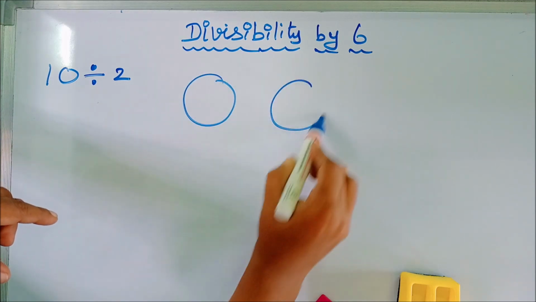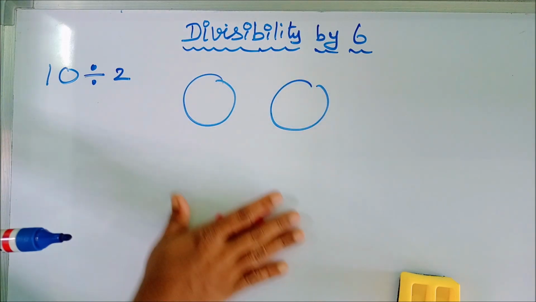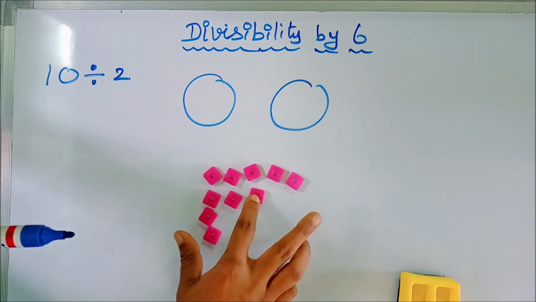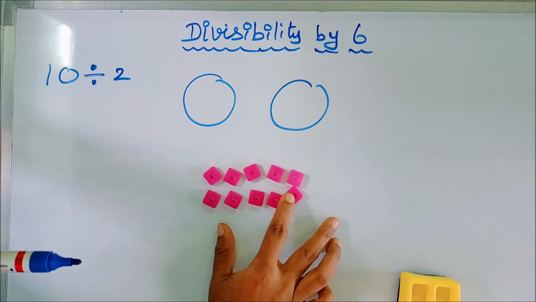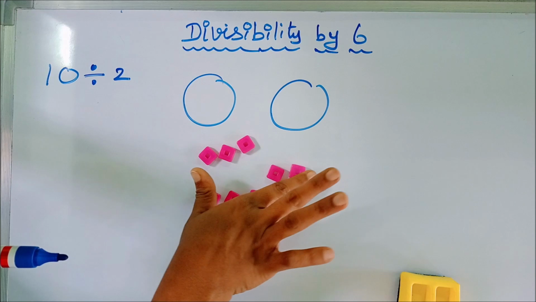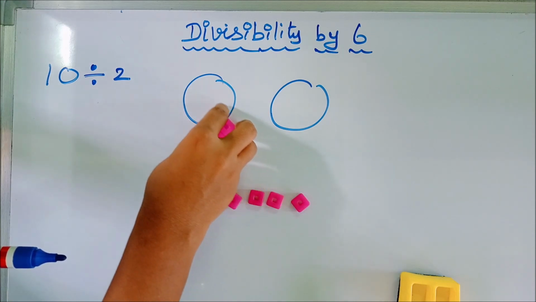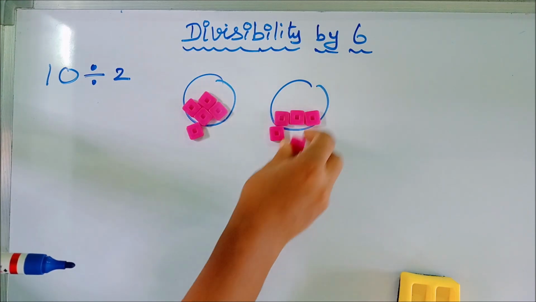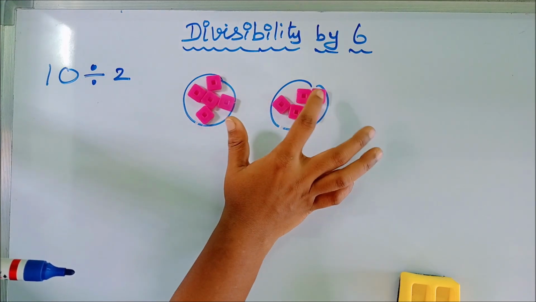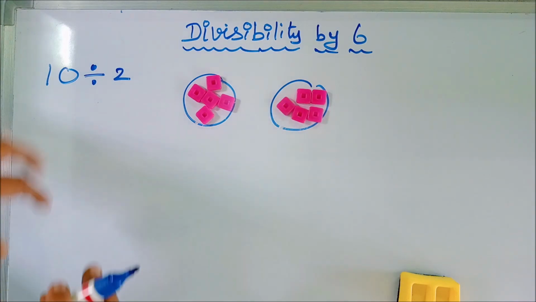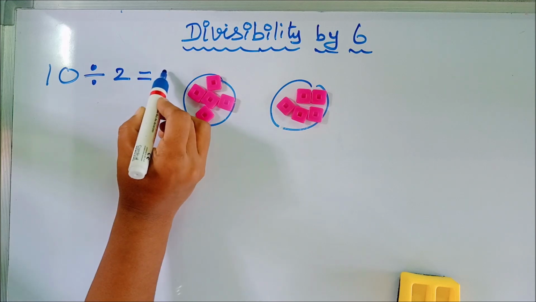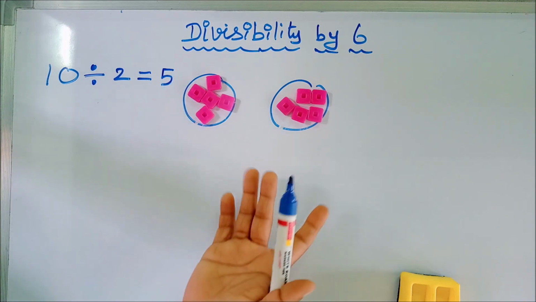For 10 divisible by 2, you have to divide the 10 into 2 equal parts. For that you have to take 10 shapes. Let us take 10 shapes. 1, 2, 3, 4, 5, 6, 7, 8, 9 and 10 shapes. You have to divide these 10 shapes into 2 equal parts. Equal parts means it has the same number of shapes. See here 1, 2, 3, 4, 5. Here also we have 5. Thus we have divided the 10 into 2 equal parts. Thus 10 divided by 2, the quotient is 5 and we have no remainder.